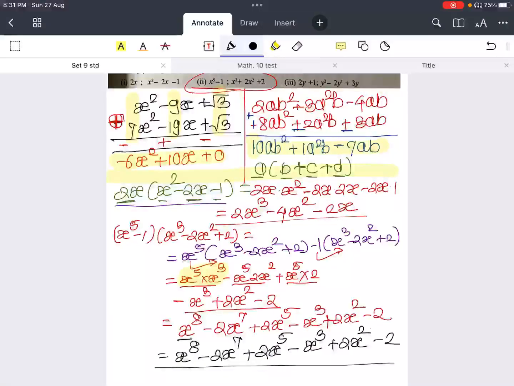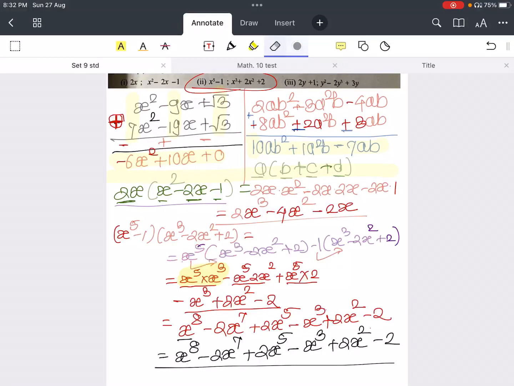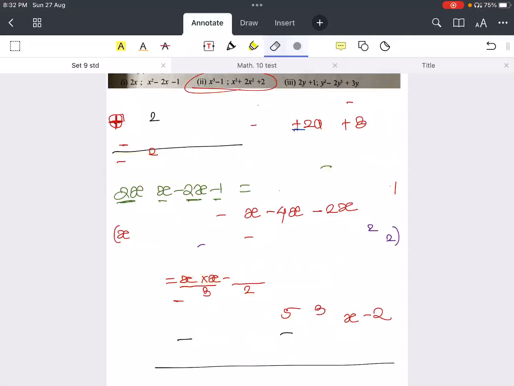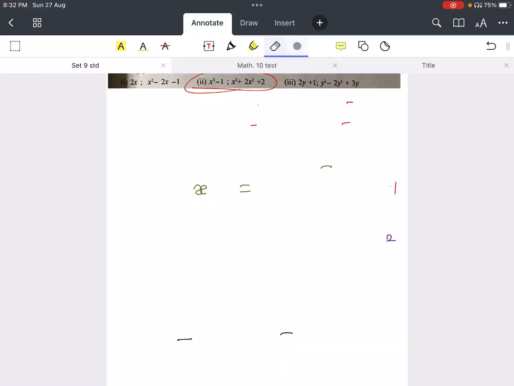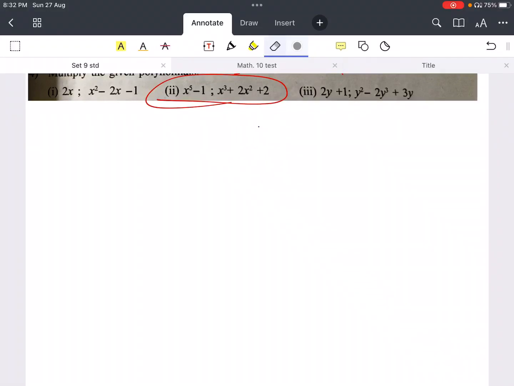So 2y plus 1, what is before that, we will erase all this stuff because we want space to write over here. Okay, so let's begin with the last question, and we will wind up over here.